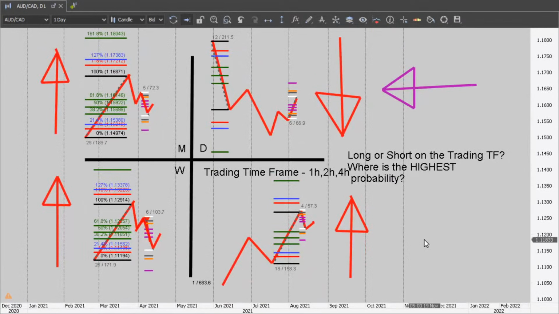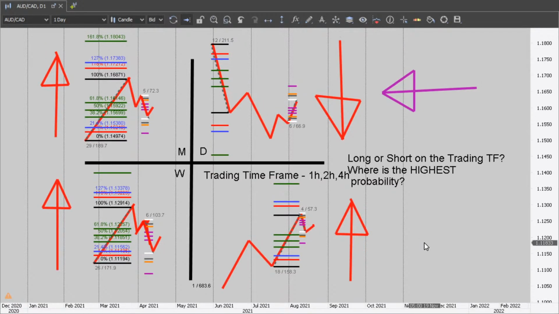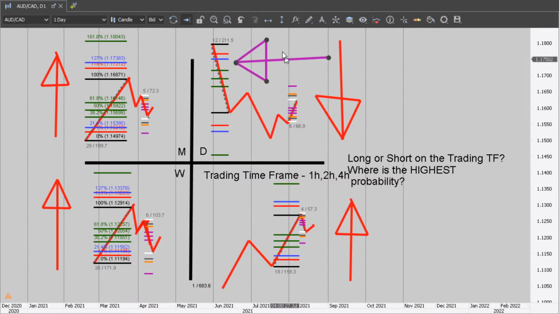Okay? What would be the example? NZD-JPY, AUD-USD, NZD-USD, NZD-CAD. You have, everybody, some of those pairs, they have different original Fibonaccis compared on the monthly, weekly, and the daily. The daily is in the opposite direction compared to the monthly and the weekly.